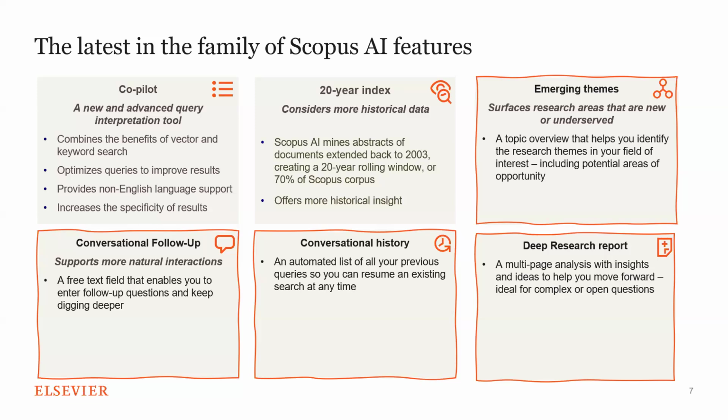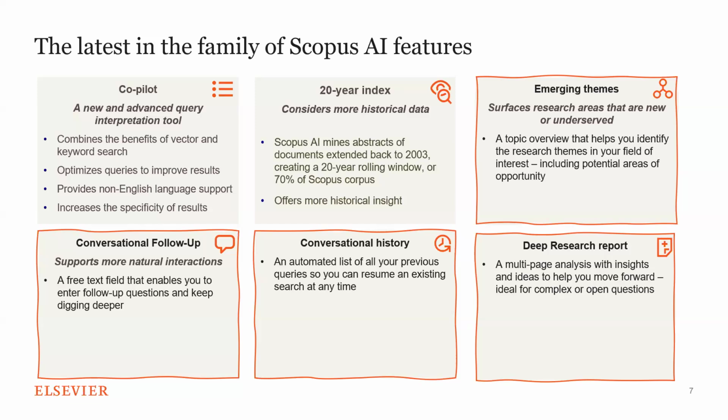We've also increased the year range in terms of how deep Scopus AI mines. So it used to go back to 2013. It now goes back to 2003. So it's just over a 20-year rolling window. So it's covering now about 70% of the Scopus corpus. So there's more historical insight now.